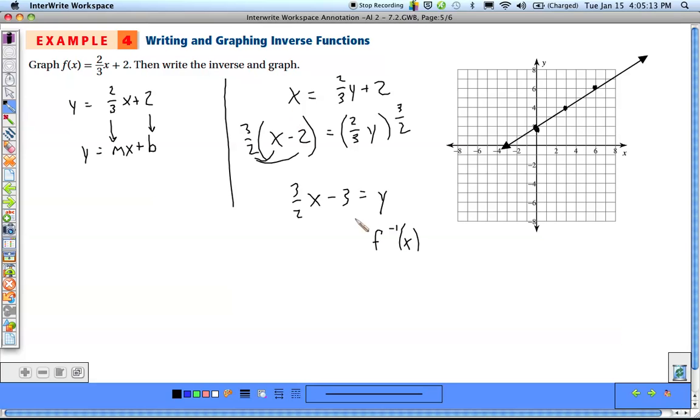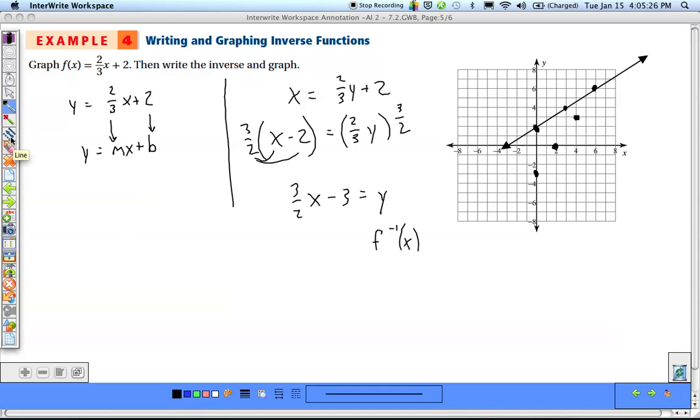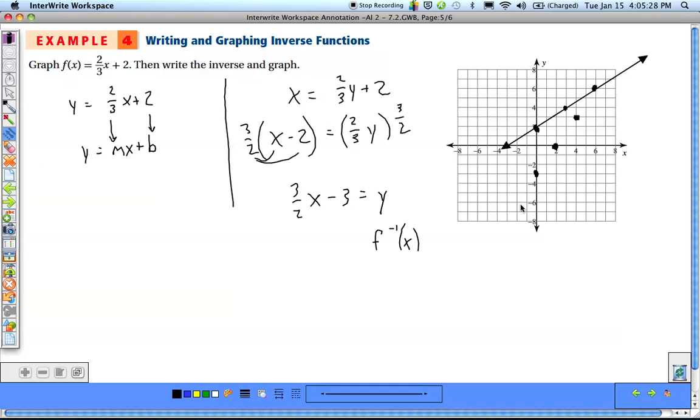We can graph this the same exact way. It's a minus 3, so it's going to start down here. And then we go rise of 3, run of 2, rise of 3, run of 2. And if we do this one more time, we'll actually see that those two lines intersect at a nice point, and we can go through and draw a line that goes through these two. And there's the inverse function.